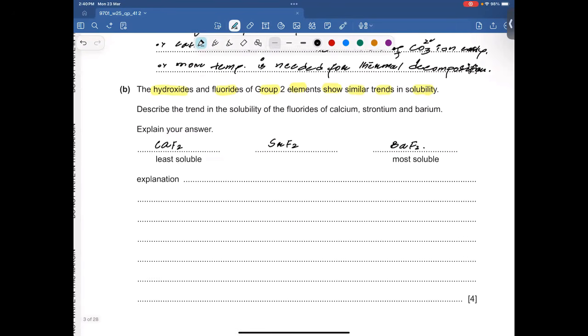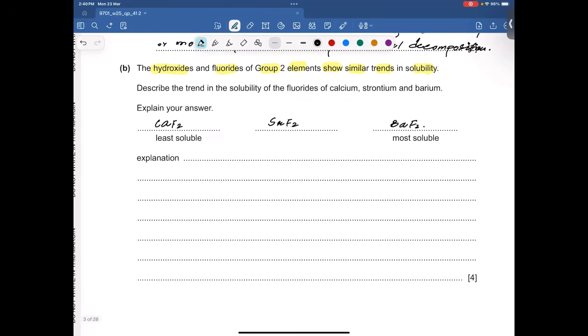Okay. Explanation. The solubility of group 2 fluorides can be explained on the basis of lattice energy and hydration enthalpy, both of which are exothermic and depend on charge density. All right. So we have done all these in theory classes. So let me write the explanation in this regard.